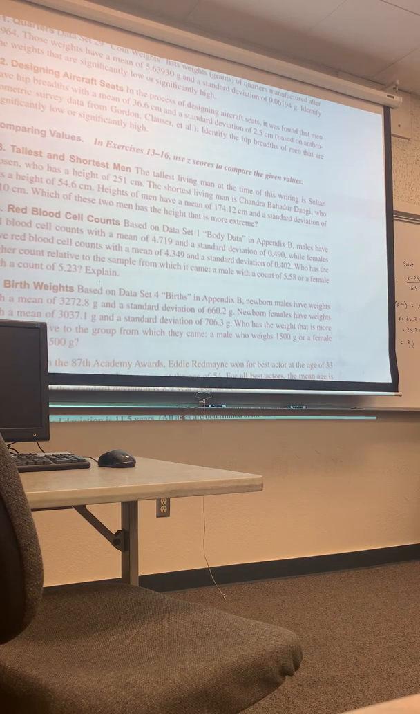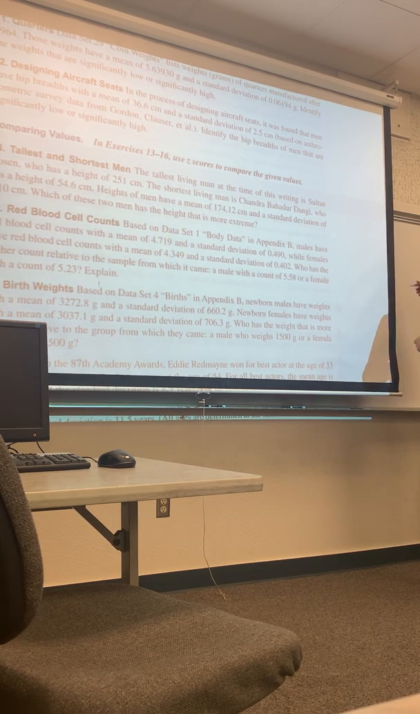So what you did was you took the count that they have, 5.58 or 5.23, and then you subtracted the mean from that. Basically found the z-score of each of those numbers, and then you divided it by the standard deviation. So z-score equals x minus mu over sigma.